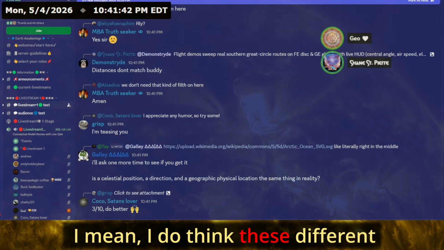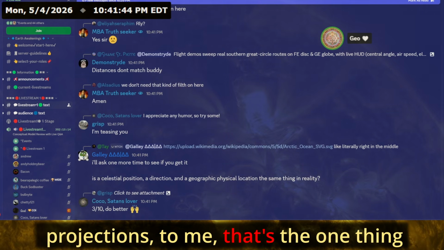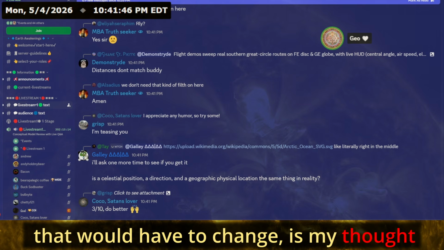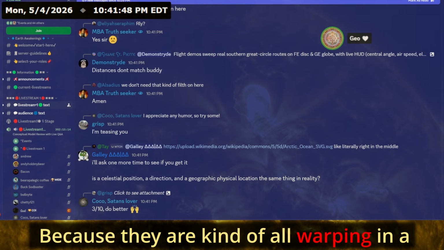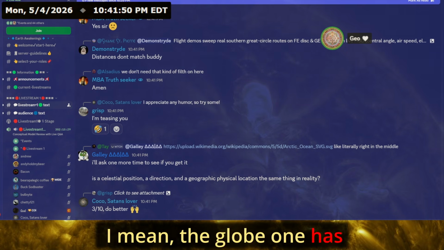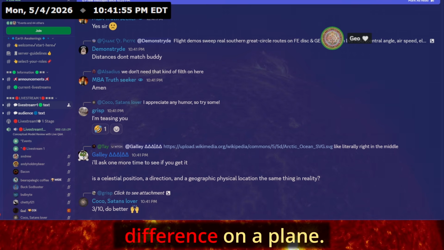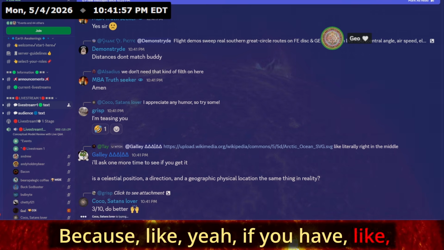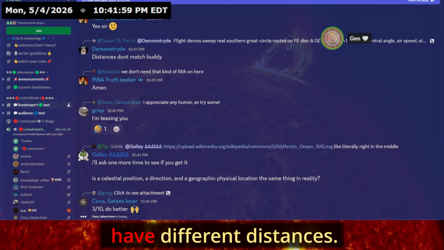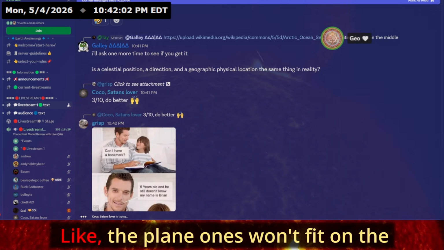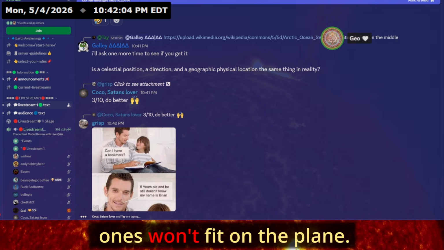I do think these different projections, that's the one thing that would have to change. My thought would be the distances, because they are all warping in a slightly different way. The globe one has all the curvature to it, and the whole distance is different, but on a plane, if you have 4 points on a plane or 4 points on a sphere, they'll have different distances, and you can decipher that the plane ones won't fit on the sphere and the sphere ones won't fit on the plane.